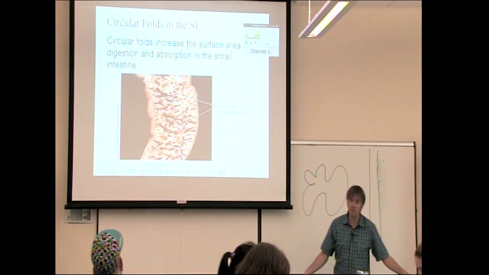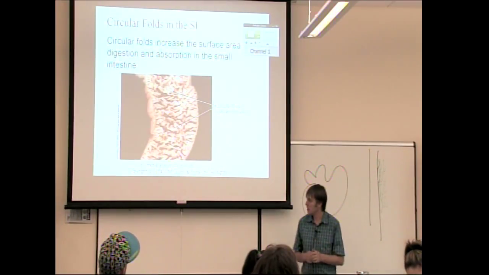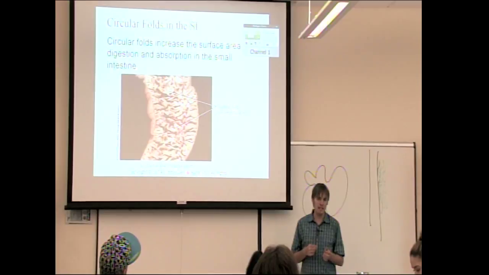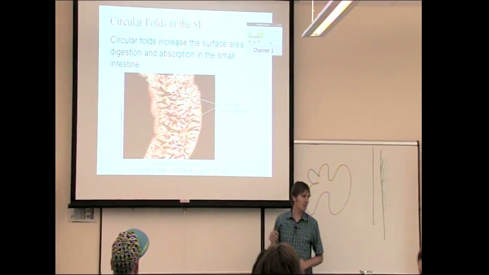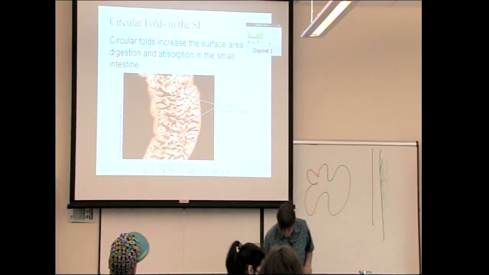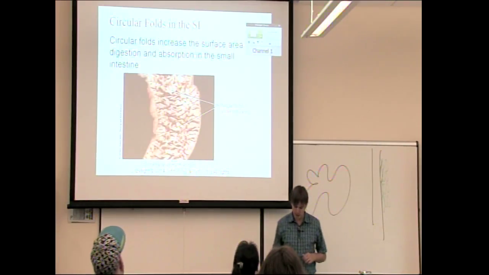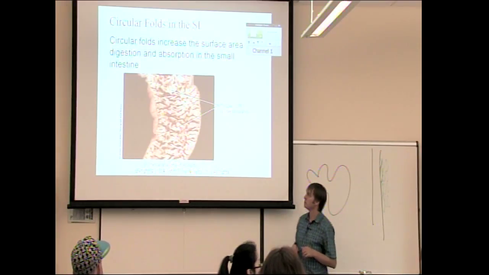All right, so let's talk a little bit about the small intestine, especially the duodenum and the jejunum. You may think of the small intestine as just a hollow tube, but as you'll see when we do our dissections, in two weeks, we'll look at the cat intestine and see what they look like.